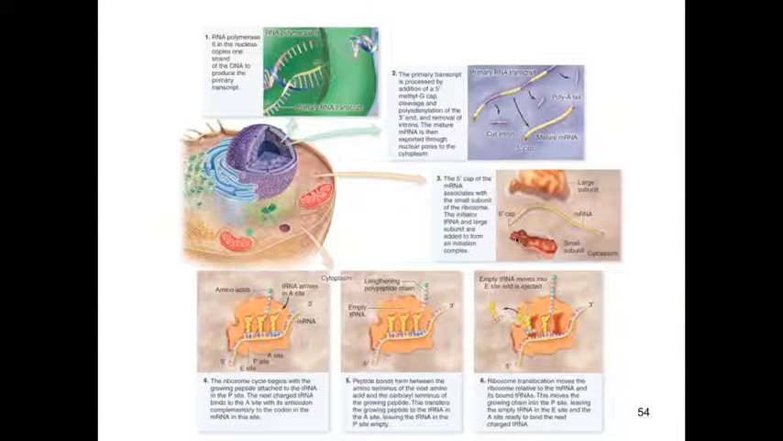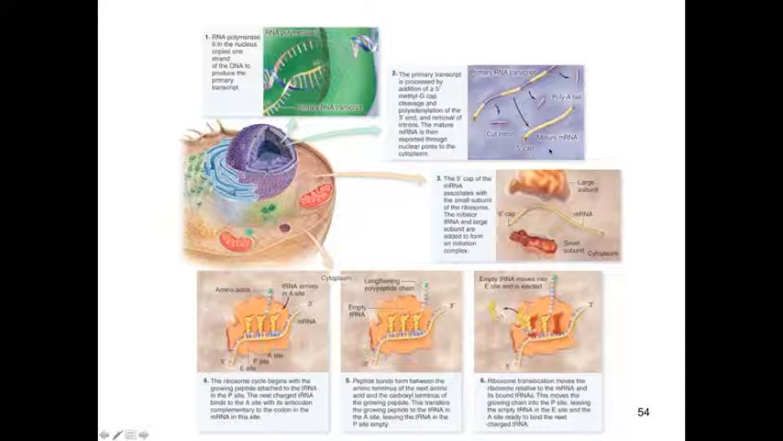Let's quickly review gene expression. First of all, our RNA polymerase II in the nucleus copies the template strand of the DNA to produce a primary RNA transcript. The primary transcript in eukaryotes is processed by addition of a 5' GTP cap and a poly A tail on the 3' end. The mature messenger RNA is then exported through the nuclear pores into the cytoplasm.